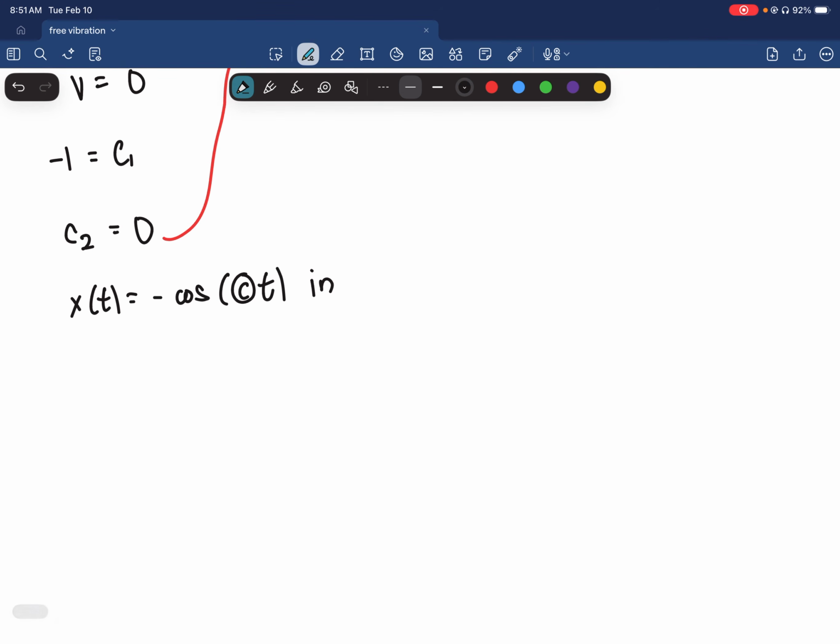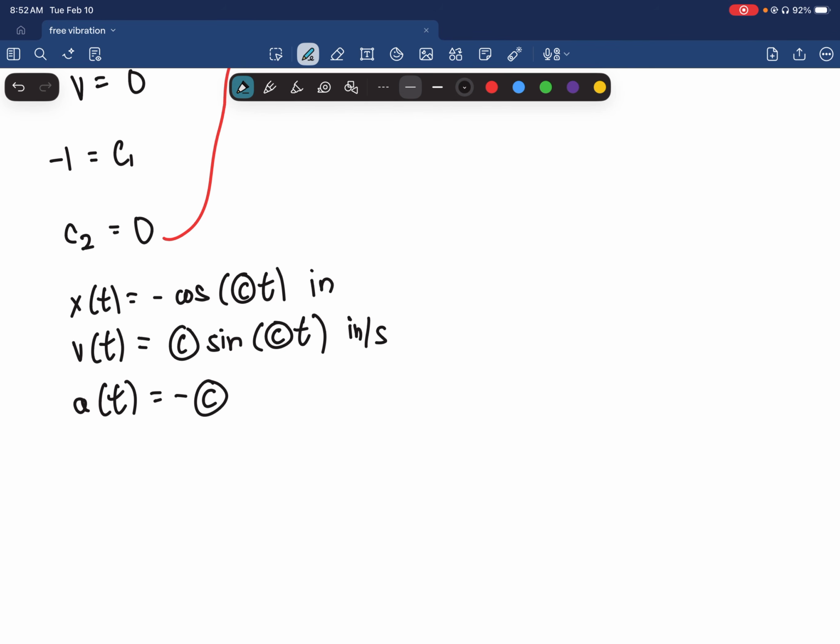Taking the derivative, here we apply the chain rule. So, this is c. It's negative too, so negative times negative is positive. C sine ct. This is in inches per second. And acceleration is equal to negative c squared cosine of ct. This is in inches per second squared.